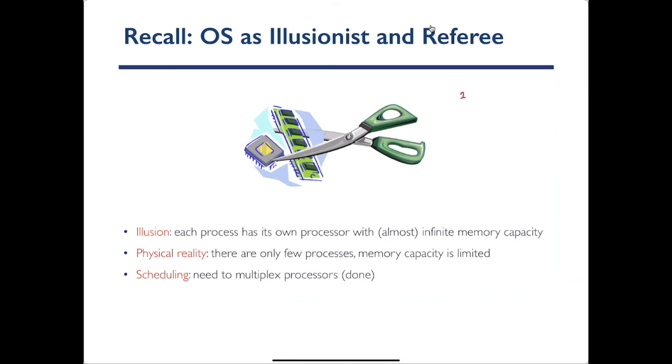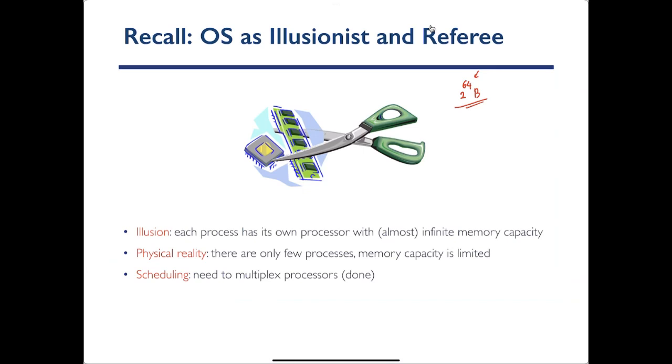Your processes can address 2 to the 64 bytes, and this is a huge amount of memory. You could imagine this is more than the number of atoms in the universe. So you have huge amounts of virtual memory, but in your systems you have limited physical memory. Your system has 4 GB or 8 GB or maximum 32 or 64 GB of memory. So you have limited physical memory, but each process thinks that it has infinite memory.